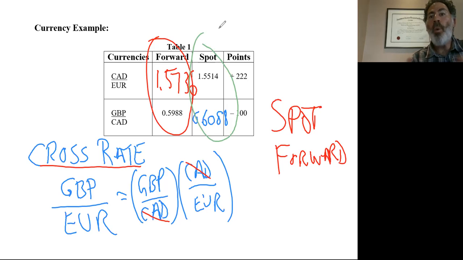Where would this get to be a little bit tricky? This would get to be a little bit tricky if one of the currency pairs was inverted. If we were not given, let's say, British pound per CAD, but instead, and I'm not changing the numbers and such, what if we were given the quotation as CAD over British pound?